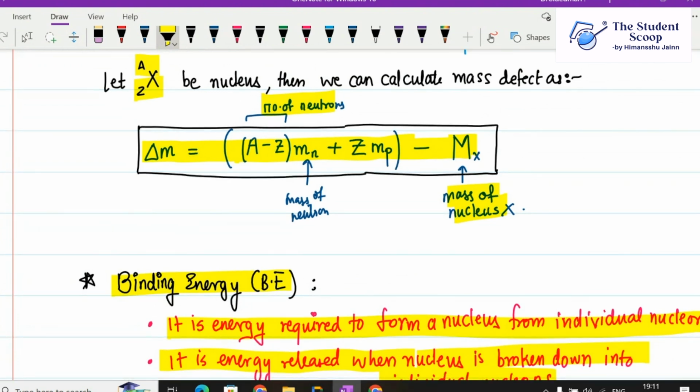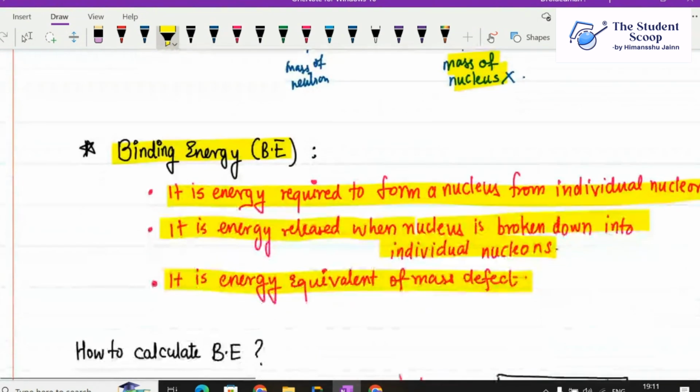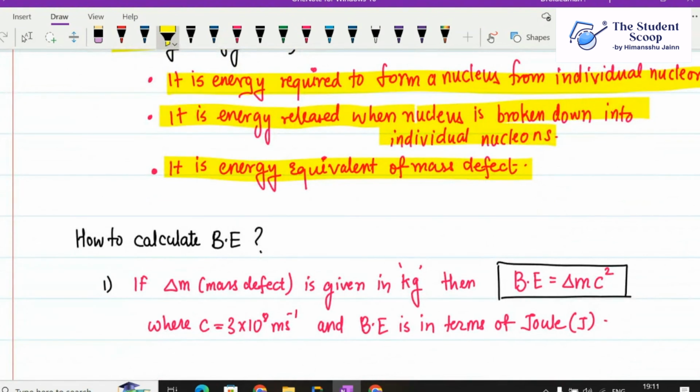Now there are three ways to calculate binding energy. The first step is always to calculate the mass defect. Now if the masses are given in kg, then the binding energy can be found by multiplying by c squared, that is the speed of light squared. This will give you binding energy in joules.